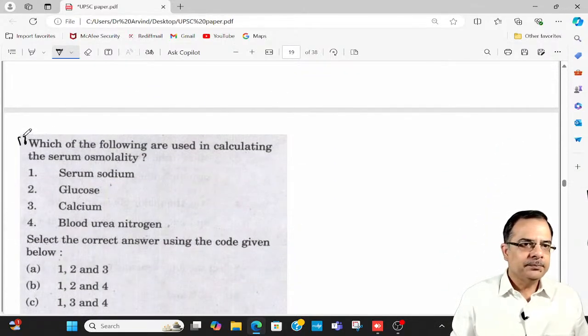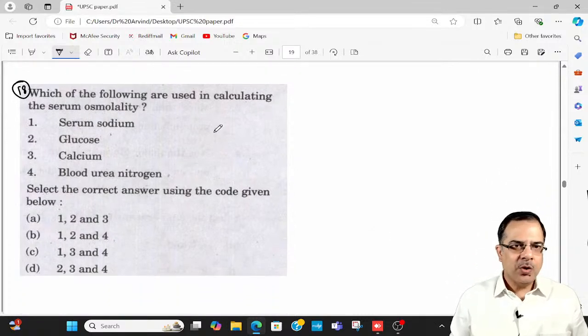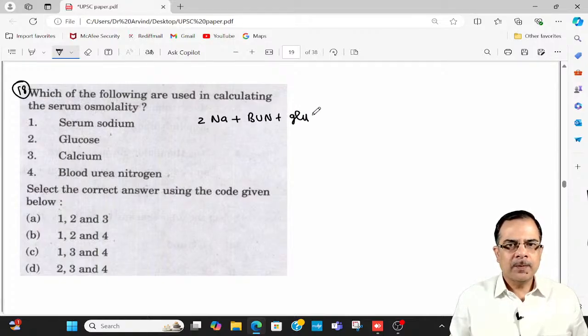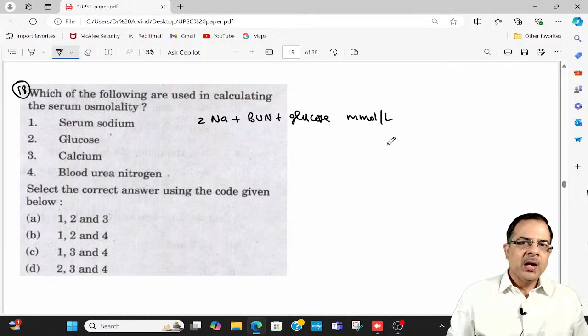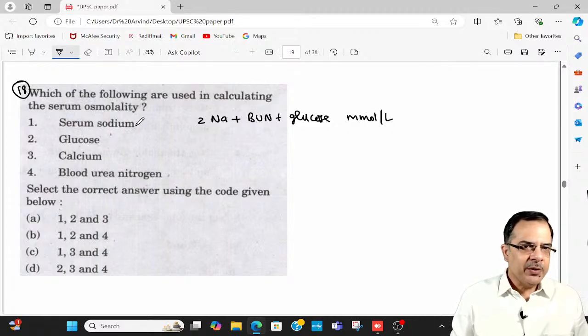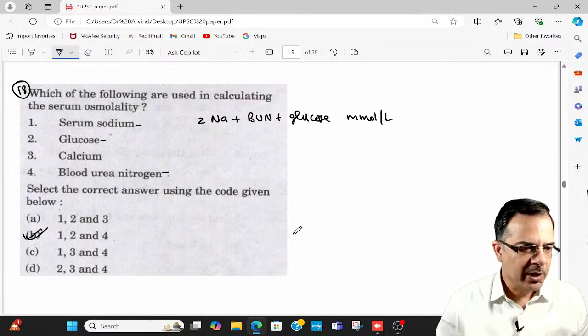Question 18. Which of the following are used in calculating the serum osmolality? So serum osmolality is calculated as twice the sodium plus blood urea nitrogen plus glucose in millimoles per liter. If you take the millimoles per liter osmolarity, and the parameters used are sodium, glucose, and blood urea nitrogen, 1, 2, and 4. Where is the option? B option. 1, 2, and 4 will be the options.